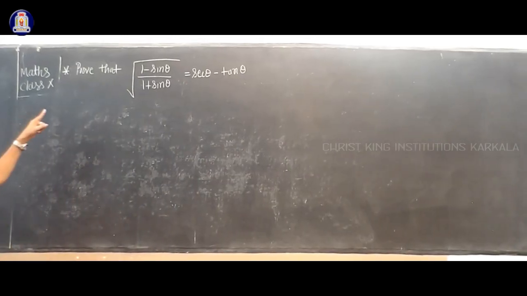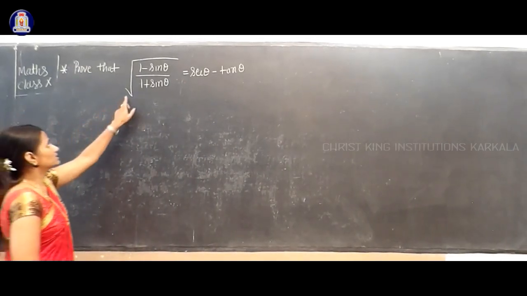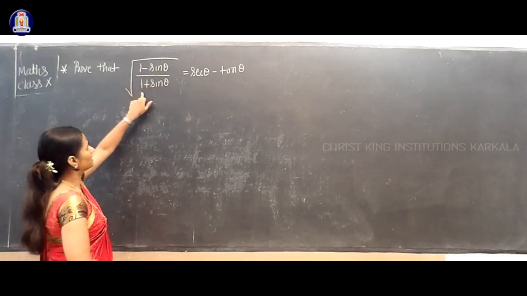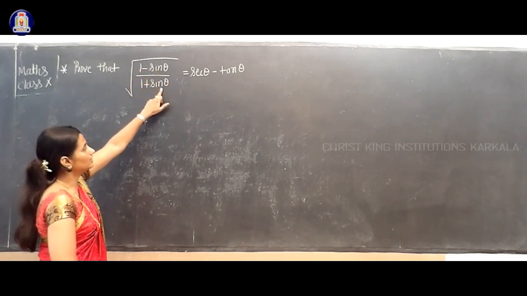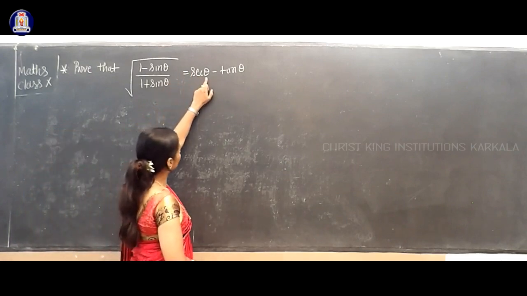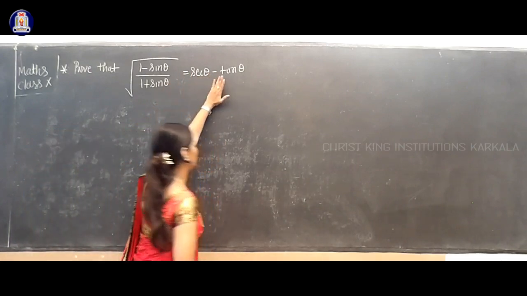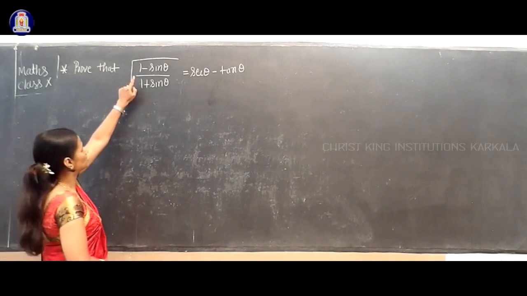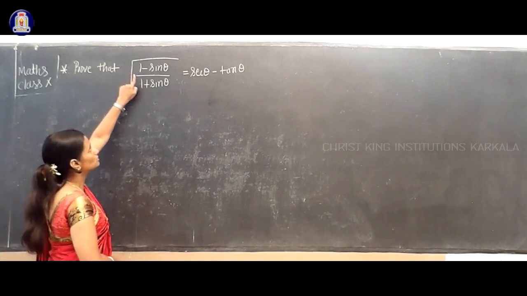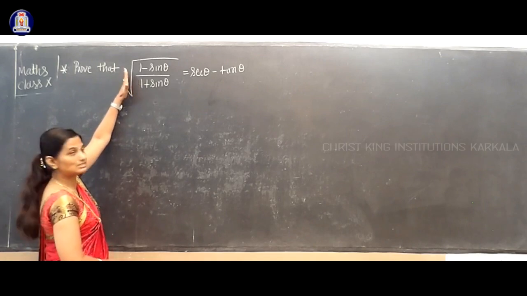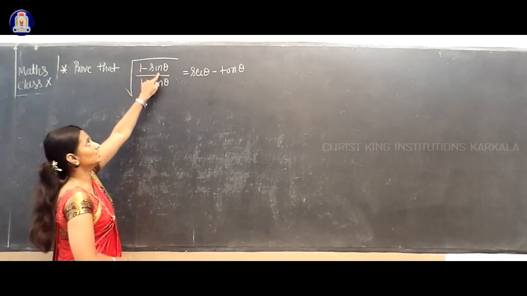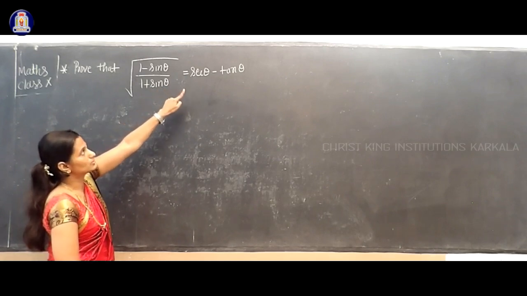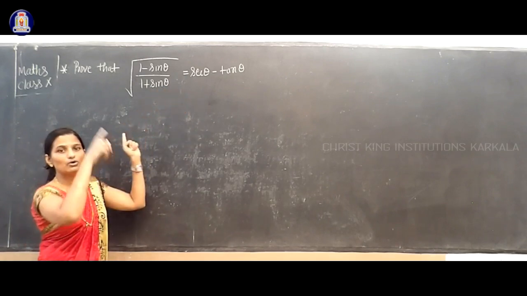Next question. Prove that square root of 1 minus sin theta divided by 1 plus sin theta is equal to secant theta minus tan theta. Same type we simplified. Which simplification did we do? That is without the square. See the problem: 1 minus sin theta divided by 1 plus sin theta is equal to secant theta minus tan theta whole square, right?